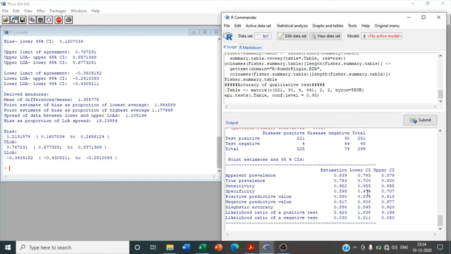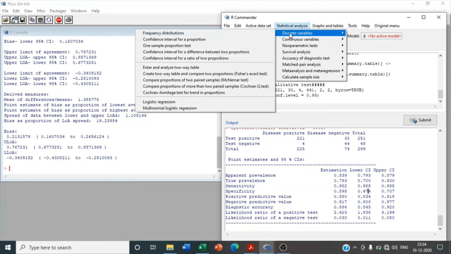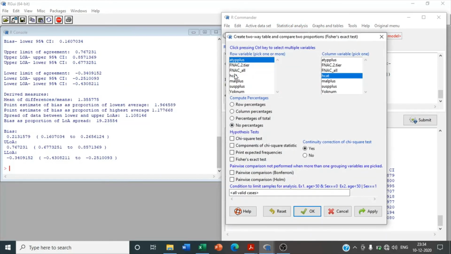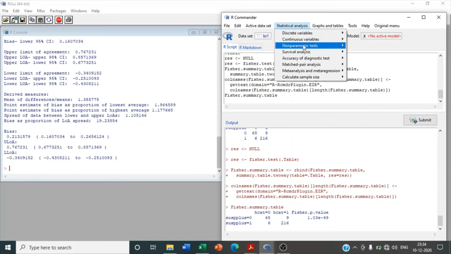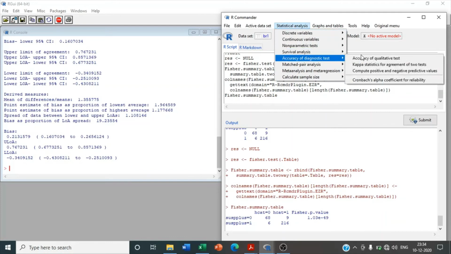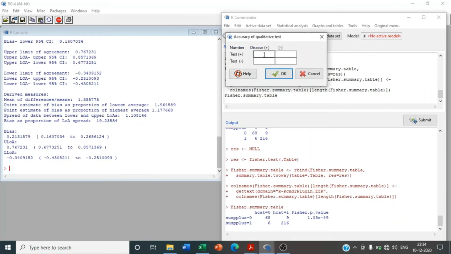Let us see about a threshold where we take the suspicious and malignant categories as malignant. We do the cross tabulation. Instead of atyp plus, use sus plus over here. No percentages. We get these numbers. Now let us feed this into the sensitivity specificity table. Accuracy of qualitative tests from accuracy of diagnostic test. Now, disease positive, test positive. This is 216.